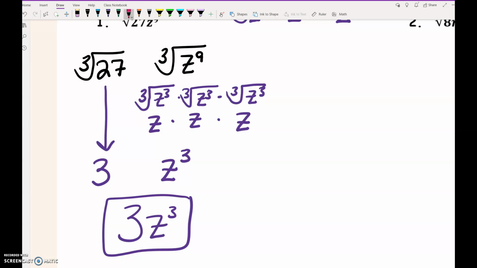You can also use dots. Make 9 dots in groups of 3. 1, 2, 3, 4, 5, 6, 7, 8, 9. There are 3 full groups of 3, so it becomes z to the third, because there were 3 full groups. All right, let's go over to number 2.